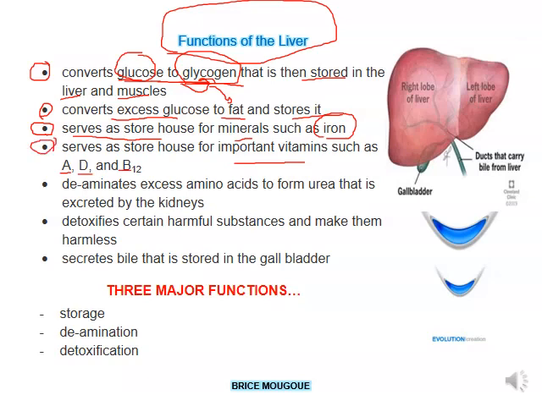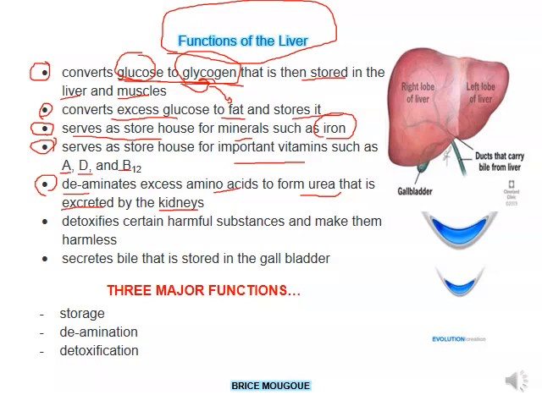Deamination of excess amino acids occurs in the liver. So the liver deaminates excess amino acids to form another compound called urea. It breaks down amino acids to form urea. And urea is toxic, it is a waste product, hence it will be excreted, sent out of the body by the kidneys in the urine. That's why you get that typical smell of urine, because there's urea there or there's uric acid or ammonia.